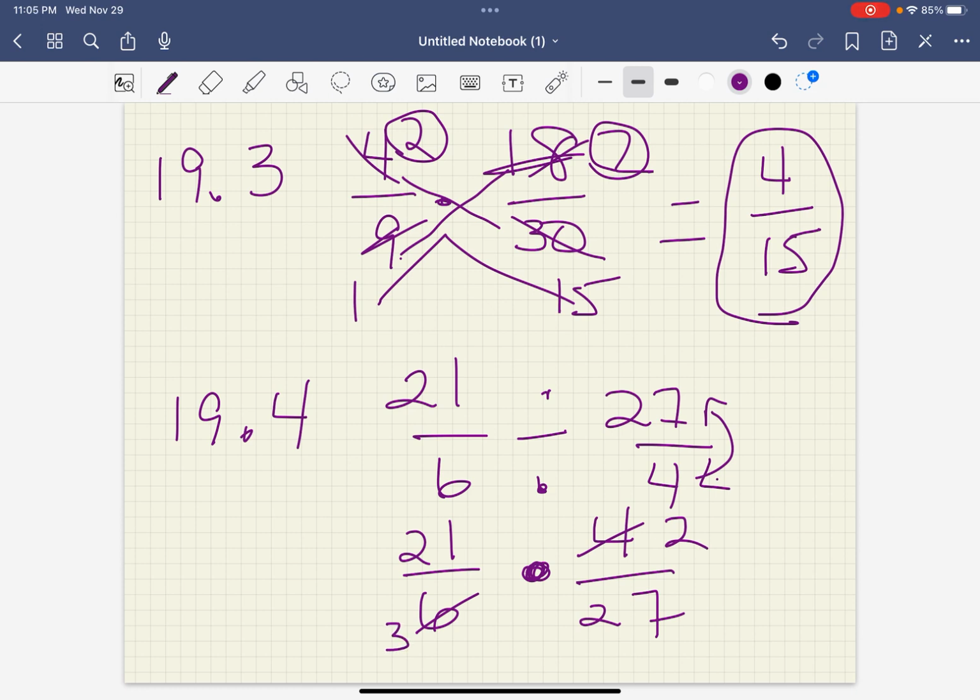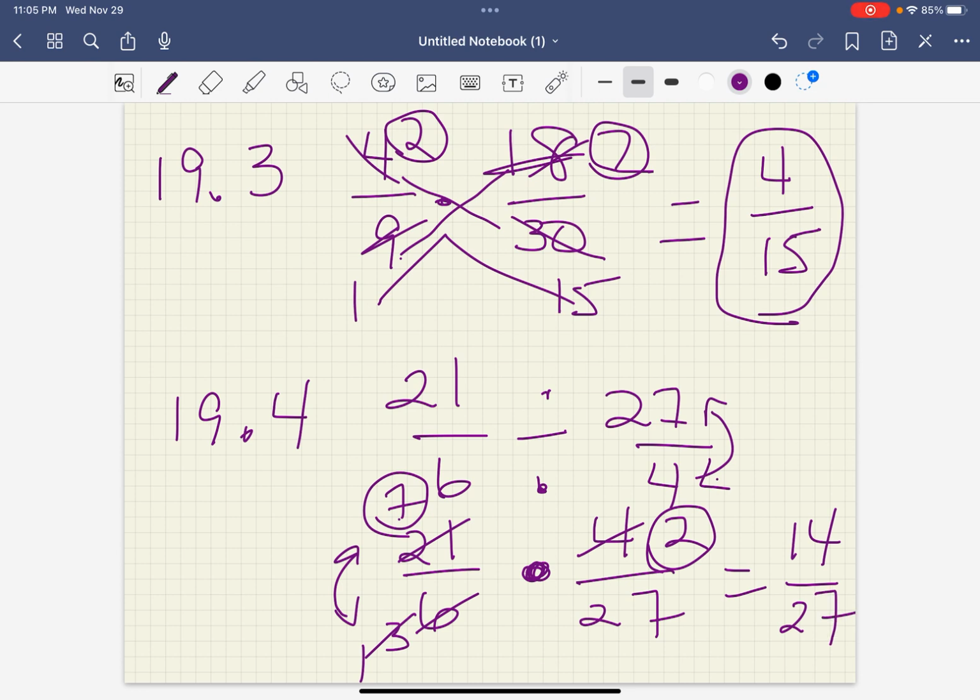Now here we can go up and down because 3 goes into 21 7 times, doesn't it? Okay, so now do we have anything left? 2 won't reduce with 27. 7 won't reduce with 27. So we multiply the 7 and the 2 and get 14. And then we multiply the 1 times the 27, so it's just 27. So we're left with 14 over 27.